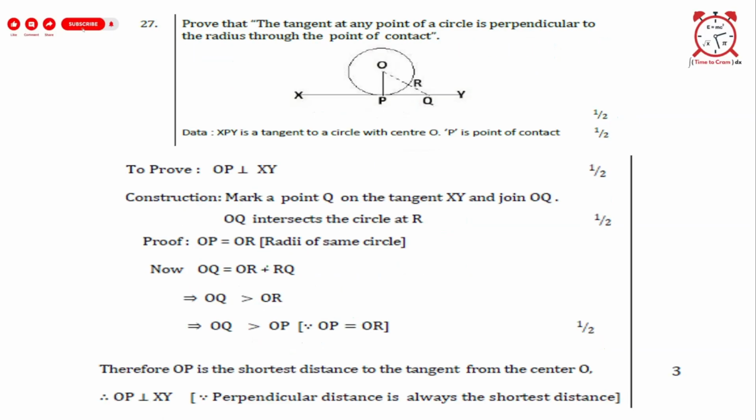Next question, question number 27. This is the theorem. Prove that the tangent at any point of a circle is perpendicular to the radius through the point of contact. P is the point of contact, XY is the tangent, and OP is a radius. So in the data, first we will write XPY is a tangent to a circle with center O, and P is a point of contact. We have to prove OP perpendicular to XY.